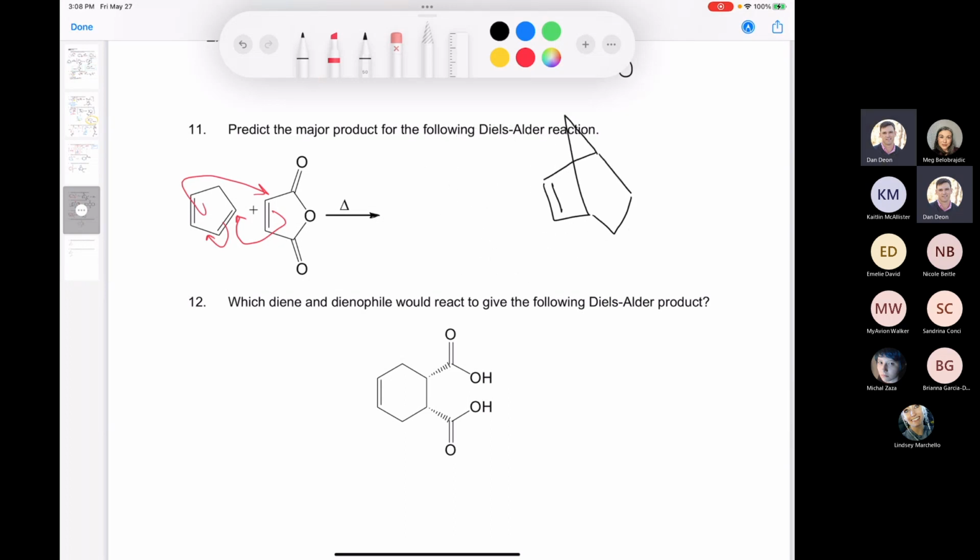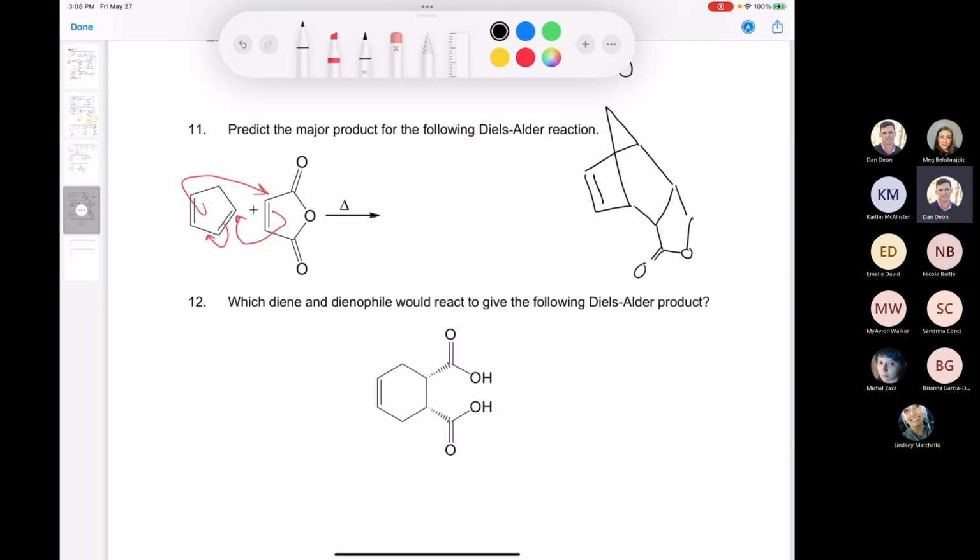I'm going to need to move it to have enough room to draw that we end up with the endo product, where we have our 5-membered ring pointing down like this. This is endo, and of course we have the hydrogens in the exo position. I'll just scribble them in like that.